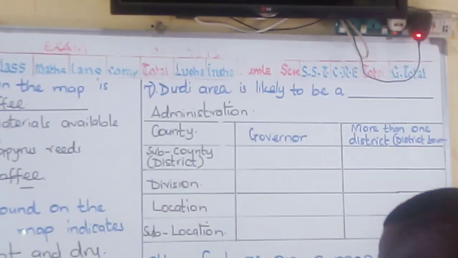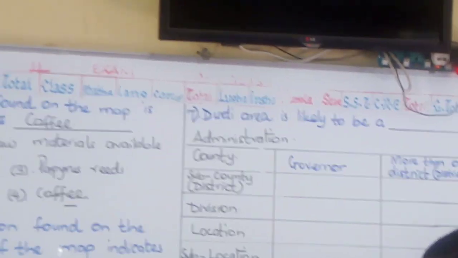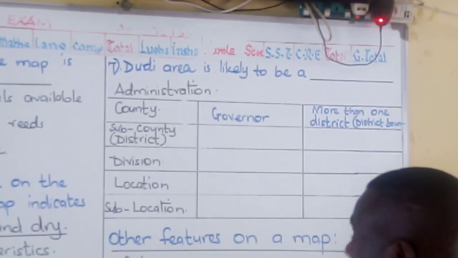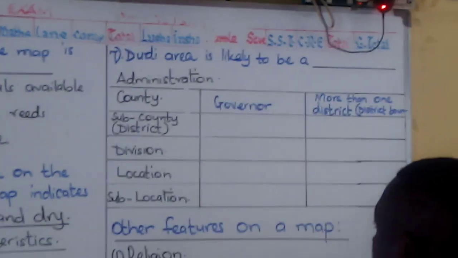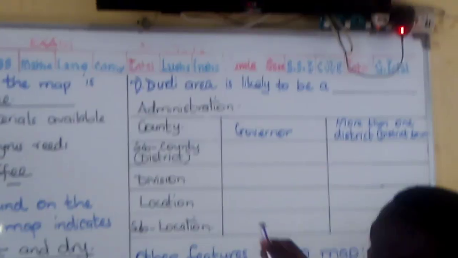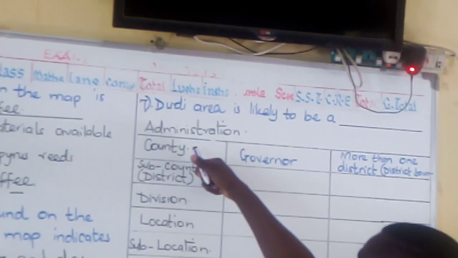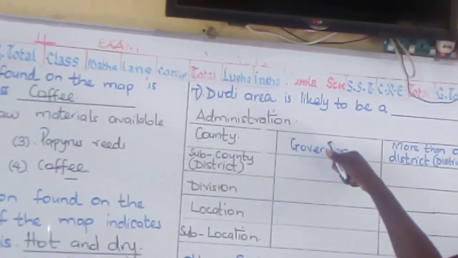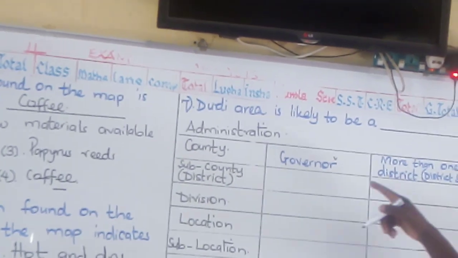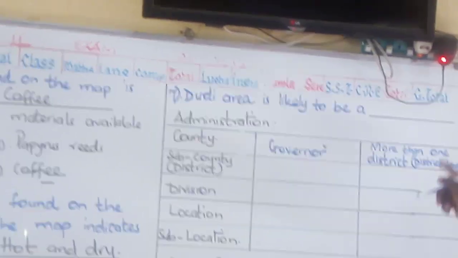The area is likely to be a dash. Is it a county? Is it a division? Is it a sub-county? Is it a location? Now let's look at some administration in any given map. I've written for you, county is administered by a governor, and a county may have more than one district.